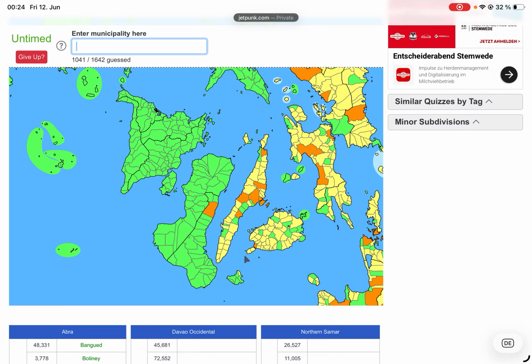Which leaves us with these two municipalities that I just can't. It should be Guihulngan.